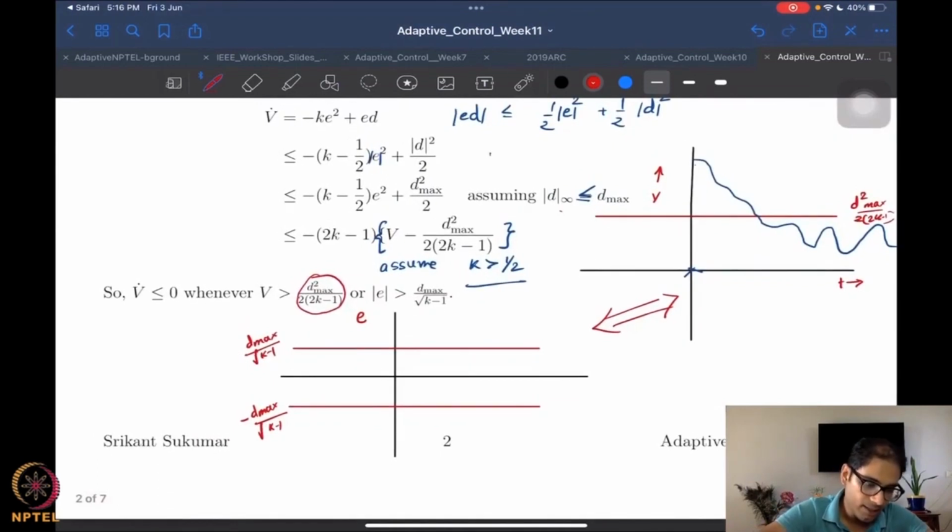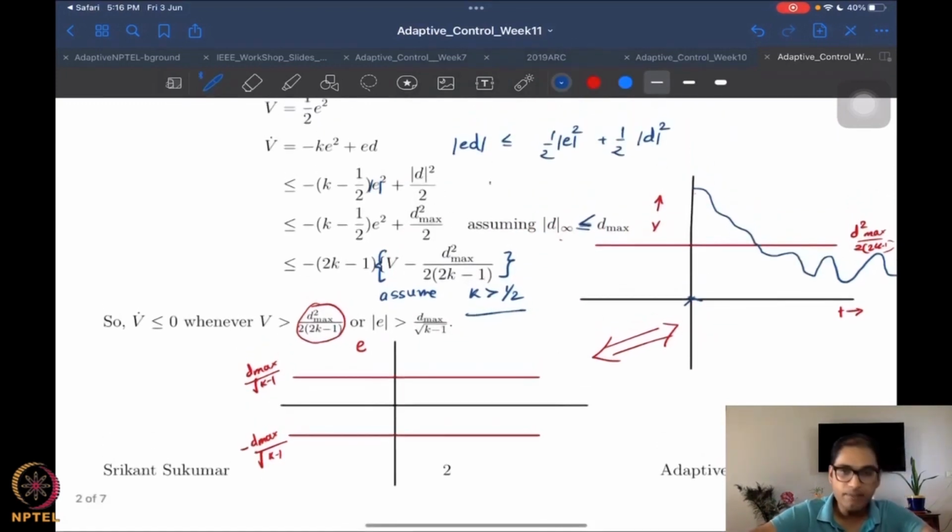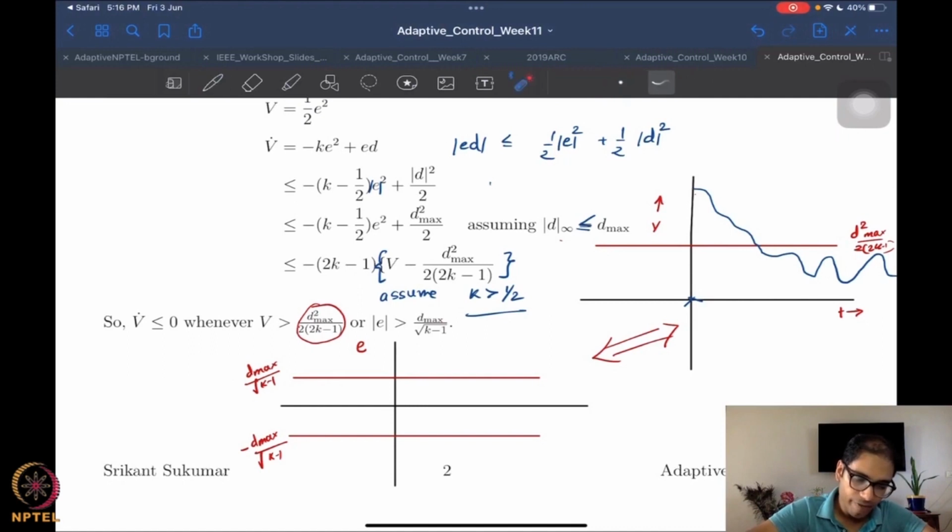The interesting thing is, suppose you have this kind of a picture and I start outside. Again, same thing with v, right? If v decreases, it means e also decreases. So if v starts outside and it has to decrease, then if e starts outside this boundary, e has to decrease, because v is exactly square of e, no difference.